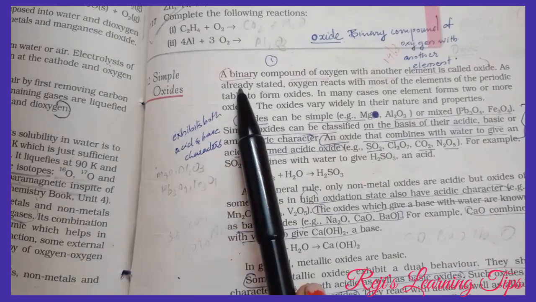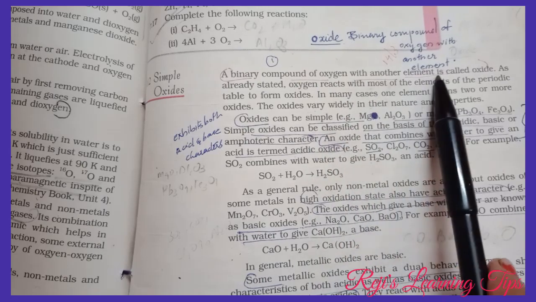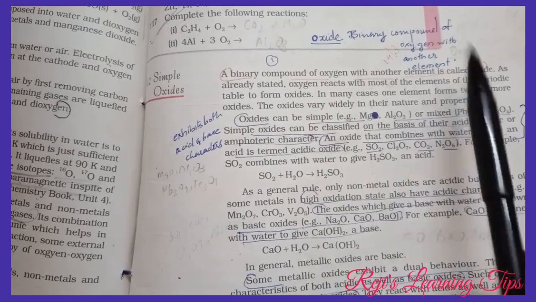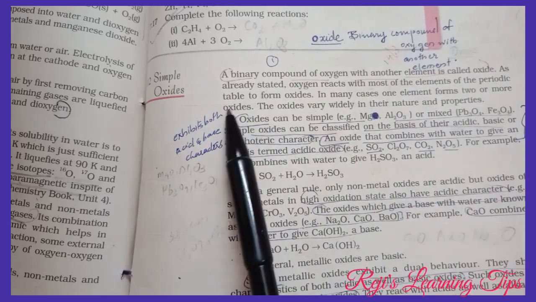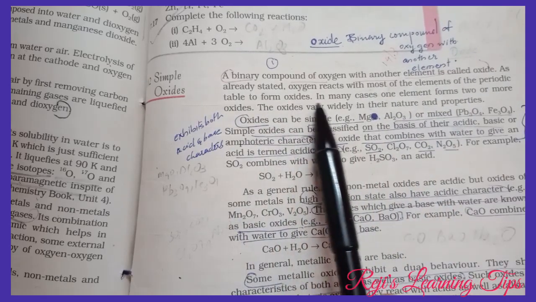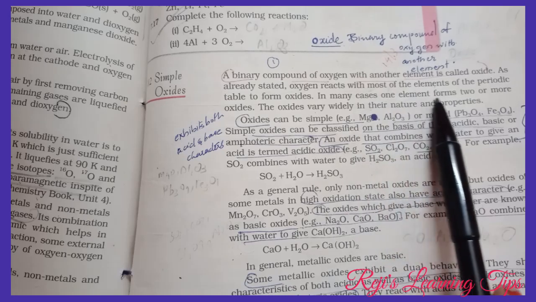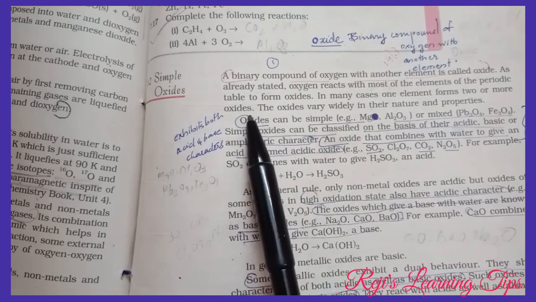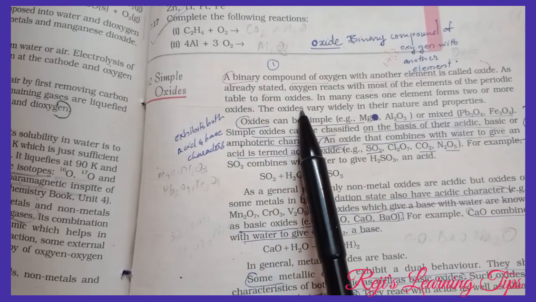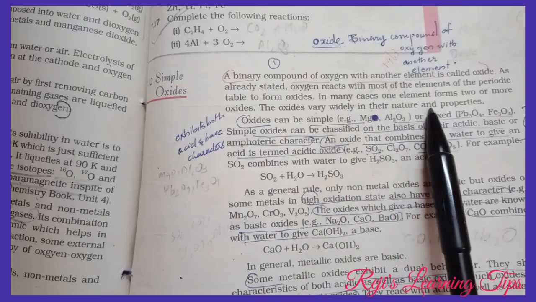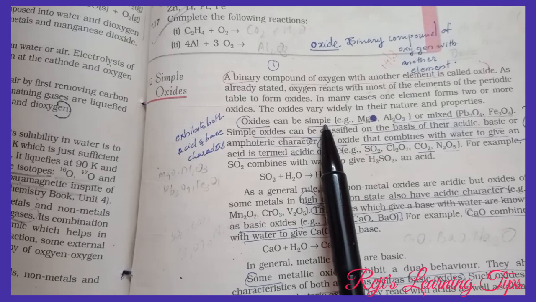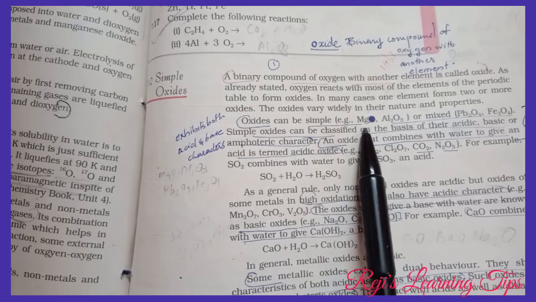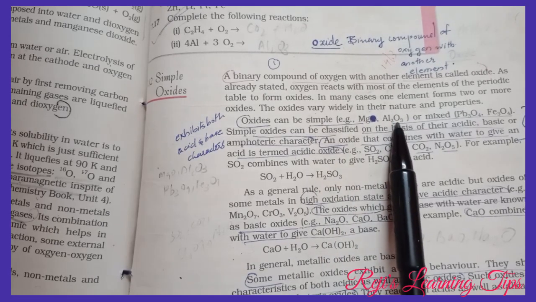Are you ready? A binary compound of oxygen with another element is called an oxide. As already stated, oxygen reacts with most of the elements of the periodic table to form oxides. In many cases, one element forms two or more oxides. The oxides vary widely in their nature and properties. Oxides can be simple, for example, magnesium oxide, aluminum oxide.